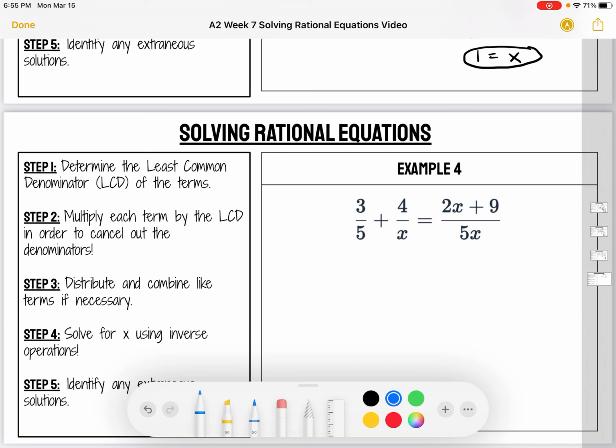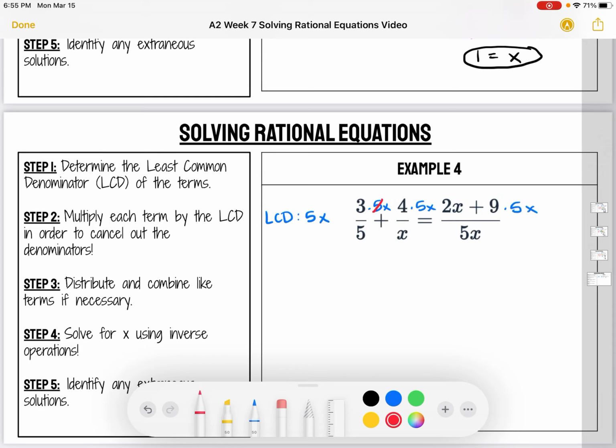So I'm looking at my denominators. I have a 5, an x, and a 5x. Well, for the first one, I would want to multiply by 5 to get rid of the 5. So I know I'm going to need a 5. For the second one, I would want to multiply by x. So I know I'm going to need an x. And then for the next one, I have 5x, so I would want to multiply by 5 and x. Well, I already have 5 and x in my least common denominator, so I don't need to add another 5x. That means my least common denominator is going to be 5x. That's going to help me get rid of all the denominators.